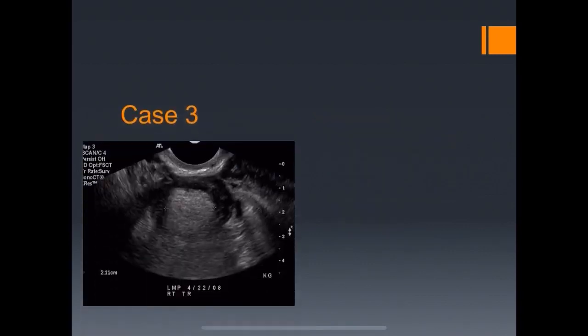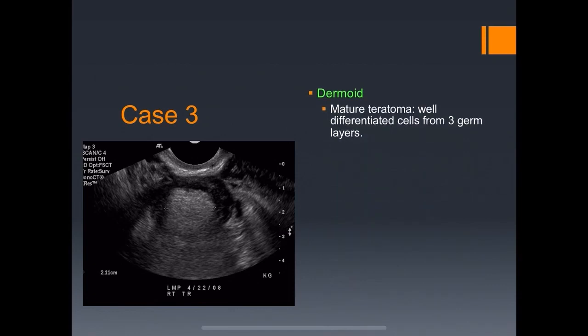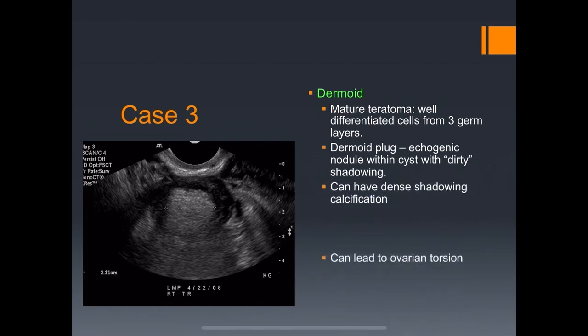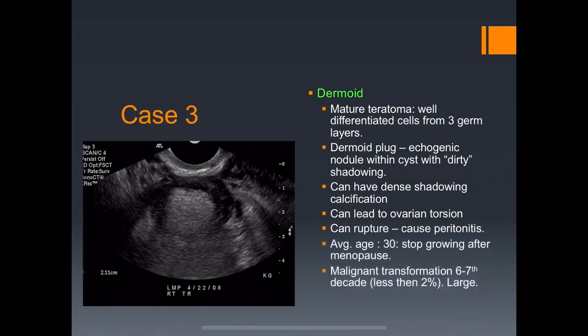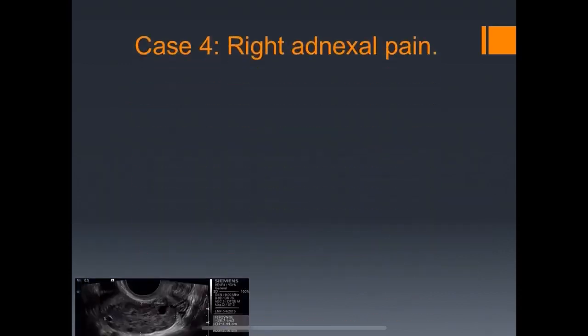Third case is this lesion. So this is typical of the dermoid. So it's a mature teratoma with well-differentiated cells from 3 germ layers. This is typical of the dermoid plug with an echogenic nodule within a cyst with dirty shadowing. They can have calcification. They can also lead to ovarian torsion if large enough. If they rupture, they can lead to chemical peritonitis. Average age is 30, but they stop growing after menopause. Malignant transformation can occur in older patients. They tend to be quite large. Case number 4, so this was right adnexal pain.